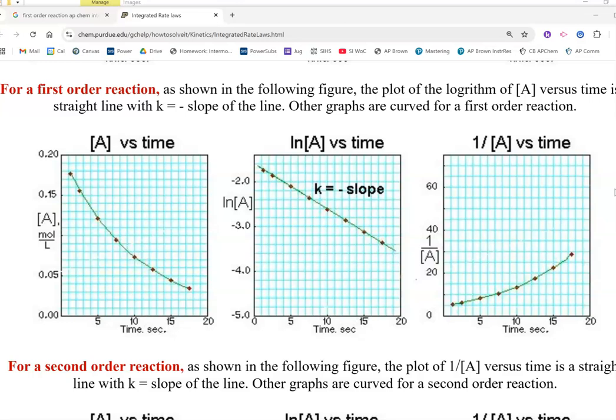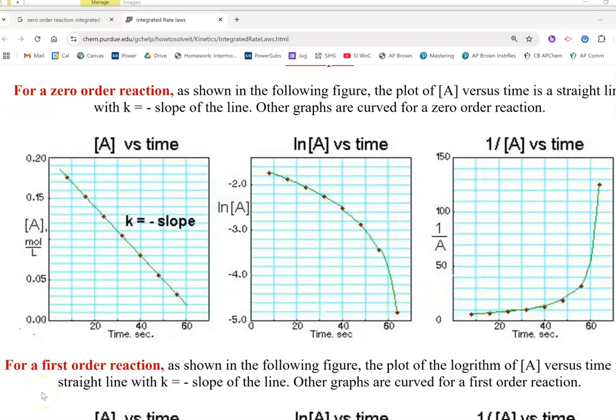When we look at the natural log of A plotted versus time, though, we see that the graph is linear. And that identifies this reaction as a first order reaction with respect to A. And again, the slope of this line would be negative k, because you see it's a negative slope. The way this graphic shows it, the slope of this line would be the negative value of the rate law constant for the reaction.